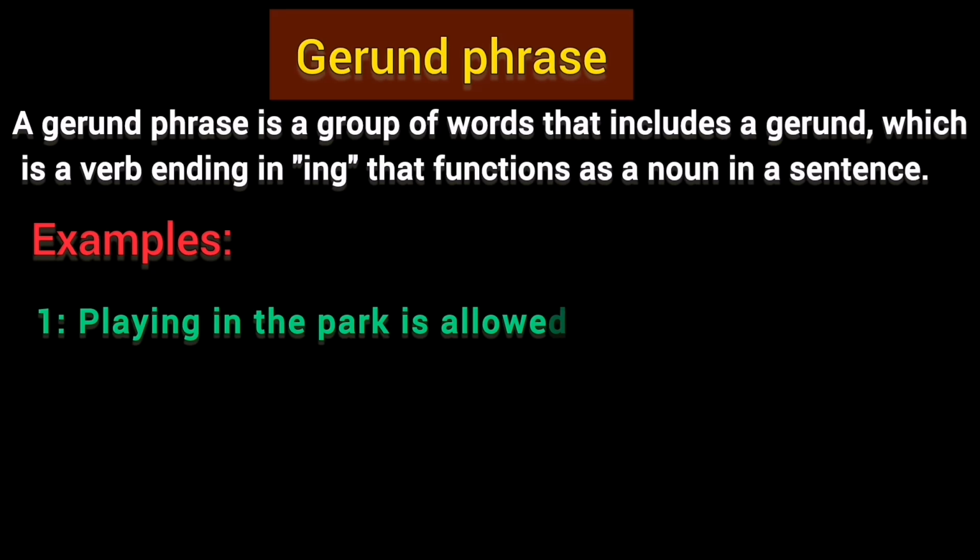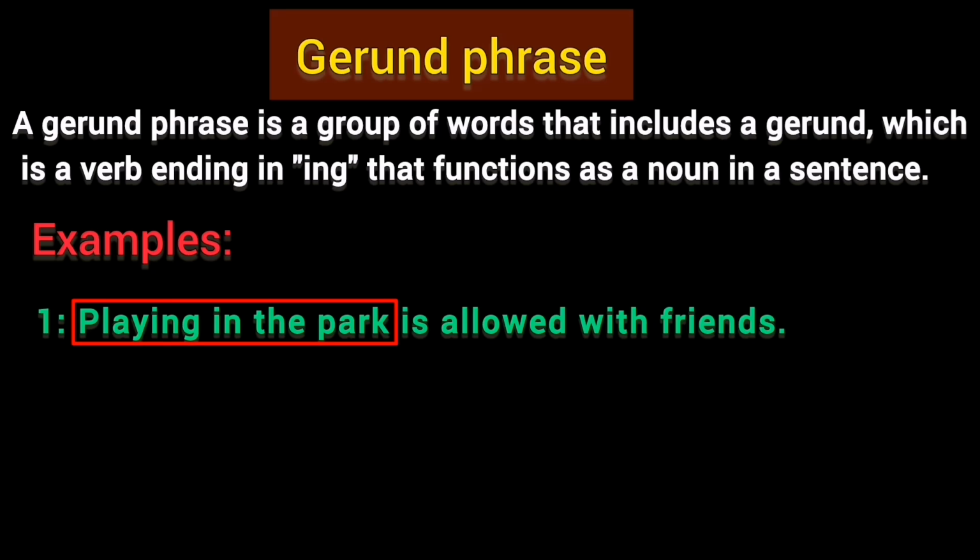Playing in the park is allowed with friends. Observe this example. Here, playing in the park is a gerund phrase. Basically, this is a verbal phrase because if you look at this phrase, it starts with a verb, and it functions as a noun in this sentence.